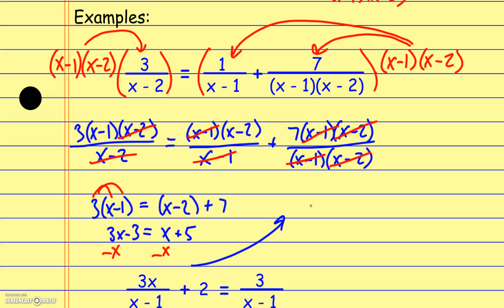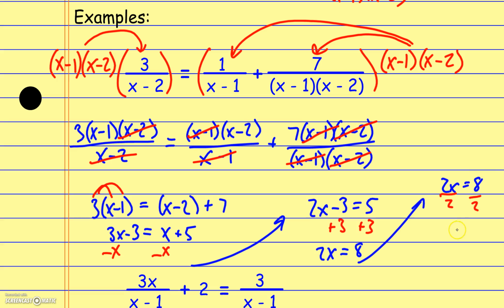Take this guy off to the side. That's going to give me a 2x minus 3 equals 5. I'm going to add the 3 to each side. And now I divide by the 2. Keep running out of space. So this is taking up a little bit of room. All right, looked a little bit complicated at first, but now look at how simplified this is. Okay, x equals 4.